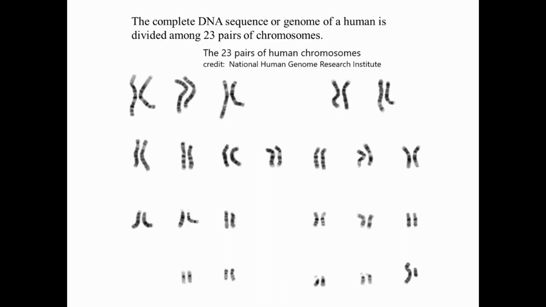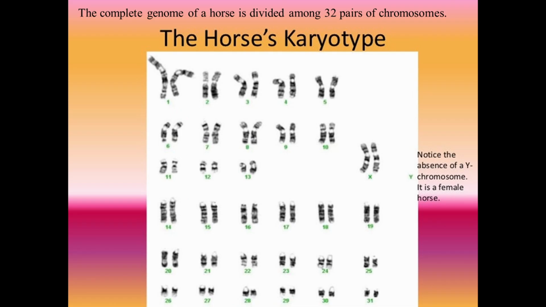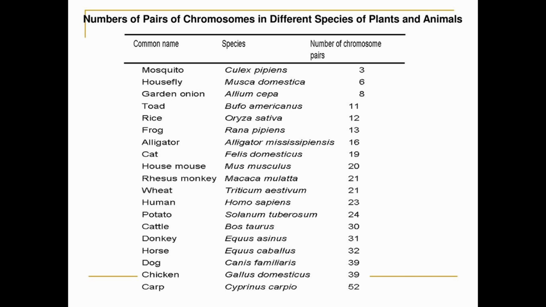The human DNA sequence is divided up into 23 pairs of chromosomes. Think the genetics company 23andMe. The complete genome of a horse is divided among 32 pairs of chromosomes. A dog has 39 pairs of chromosomes. A corn plant has 10 pairs of chromosomes. Every species divides up its genome, or DNA sequence, on a different number of chromosome pairs.